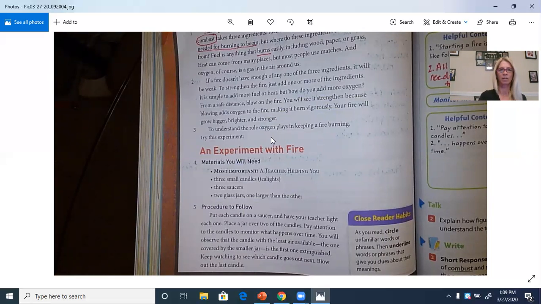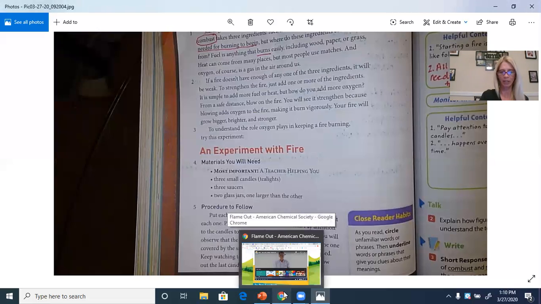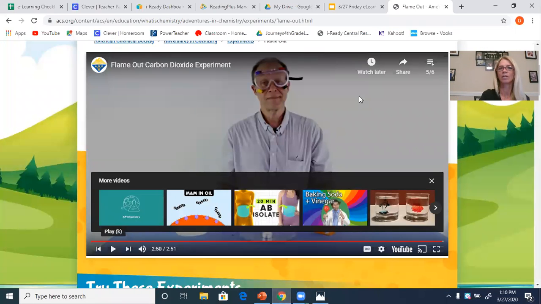204 again and experiment with fire. And before we read that, I'm going to actually take you over to a video, and we're going to watch a short little video on the experiment. Since we're not in school and we can't do the experiment together, we're going to watch a short little video. Hopefully you guys can hear the sound on this. If not, I will put it in the link.